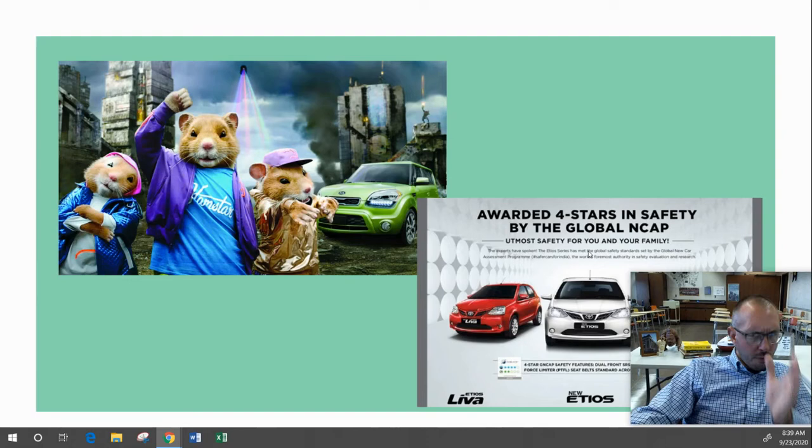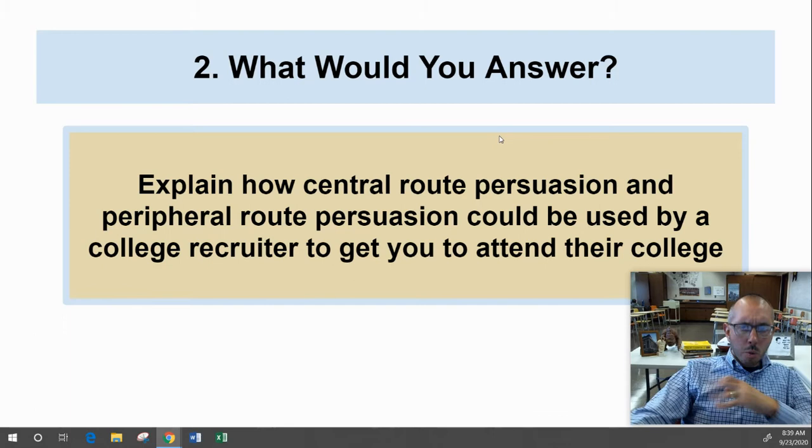Another way to change attitudes, well, let's take a look. How would the central route to persuasion and peripheral route to persuasion be used by college recruiters? Well, a central route to persuasion, think about it. That might give you the teacher to student ratio, how many majors are offered, how many sports are offered, the size of the dorm rooms. Those would all be facts and figures, the cost of the college, the amount of financial aid for the college.